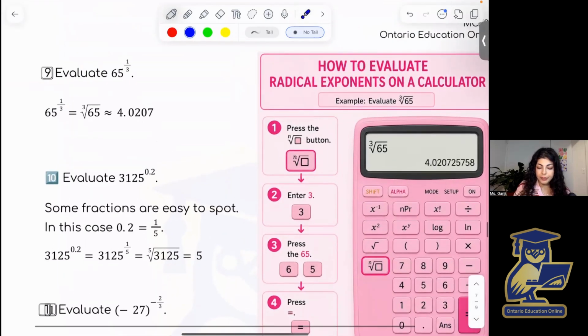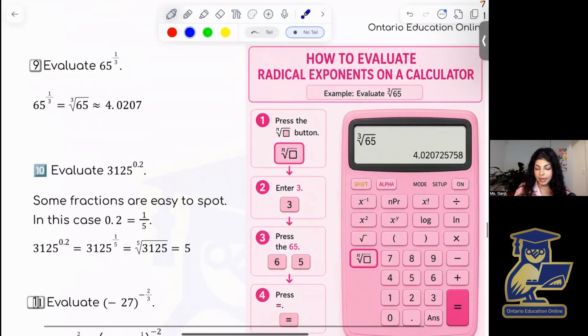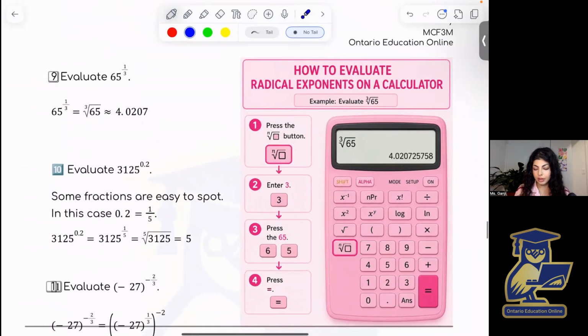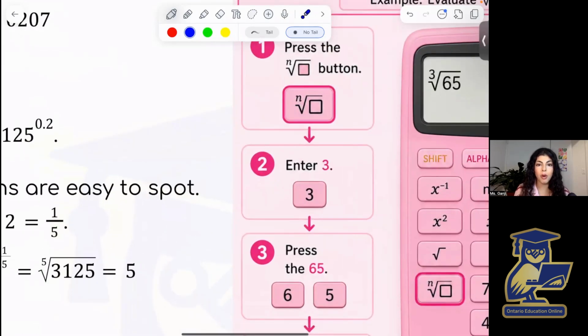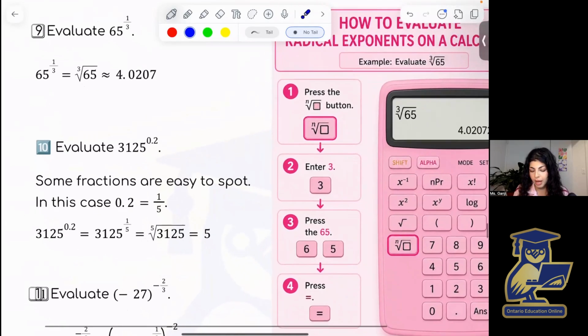So here, 65 to the power of 1 over 3. So this is the cube root of 65. And I've shown you here the visual of how you input this on your calculator. Your calculator should have a button like this, or this one itself, where the n could be a box, the way it's shown on mine.